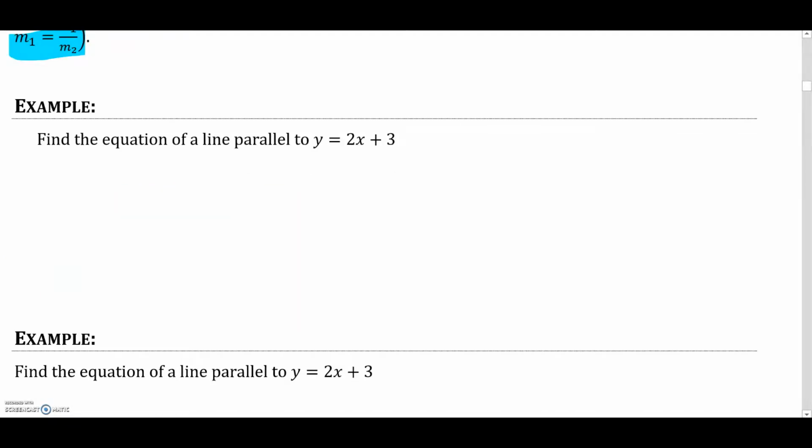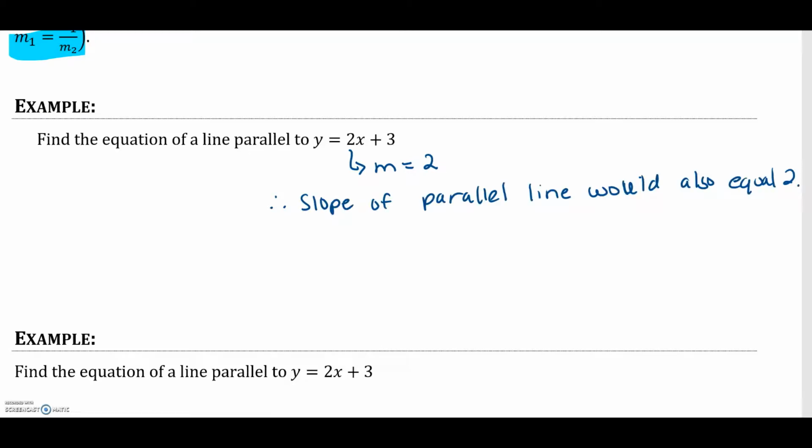Find the equation of a line parallel to y is equal to 2x plus 3. From looking at this equation, we know that the slope m is equal to 2. Therefore, the slope of the parallel line would be 2, and since we want any equation that is parallel to our original line, we can use y is equal to 2x.